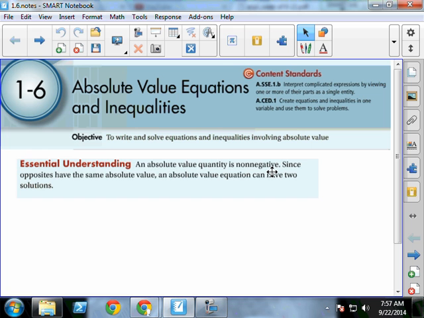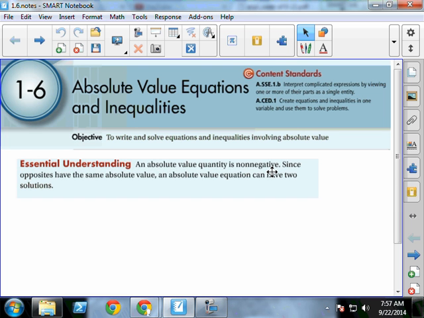So there's some content standards up there for my purpose. If an administrator ever comes in and says, do you know why you're studying what you're supposed to be studying? Well, that's why. It's because of A.SSE.1.B and A.CED.1. Those are the Common Core content standards that we're supposed to cover this year. And they're on the little chart in the back of the room, too.